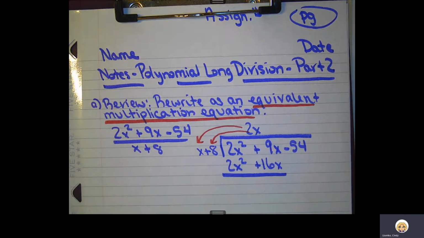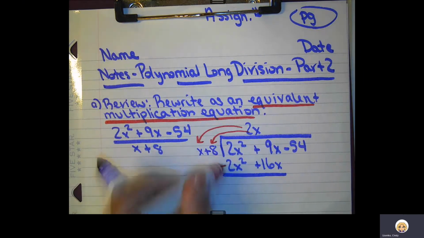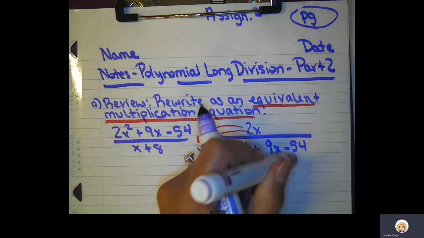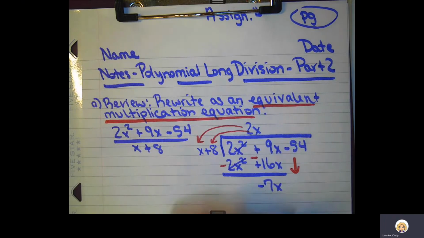Now what we need to do is cancel out what's in common and write what's left. So in order to do that, we're going to change the sign. So this is going to become a minus 2x squared. This becomes a negative 16x because we're subtracting them. The 2x squareds cancel out. That's what we wanted. And now we're going to write what's left. 9 minus 16 is negative 7, so we have negative 7x. Now I have to bring down the next term because we have two terms that we're dividing by, which means we need two terms to divide into. So I'm going to bring down that minus 54.